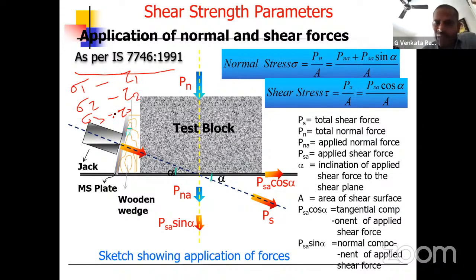Once I know that one, then we can draw the Mohr-Coulomb equation. According to that, we can calculate. But in the case of field, we have to prepare the specimens. So this is the test block. Test block means these are the concrete blocks. Like that, we have to prepare the 5 blocks. So in each block, we have to apply some loads.